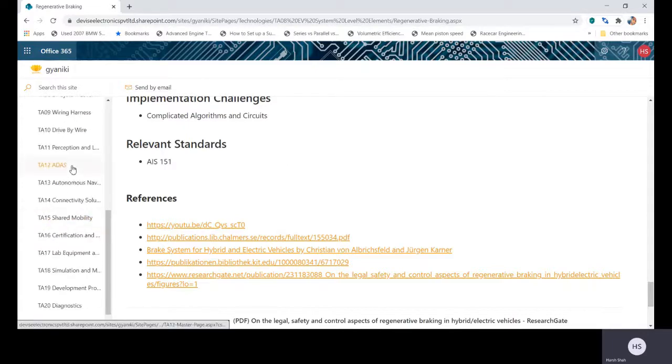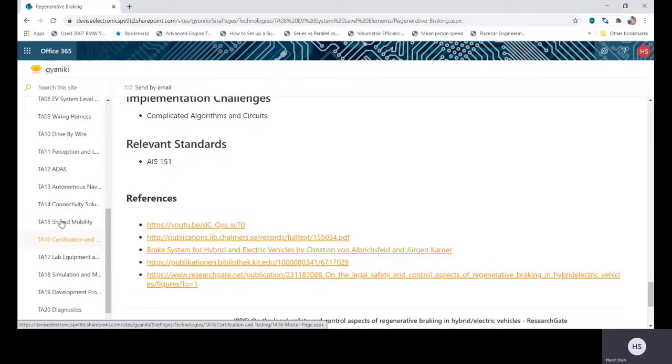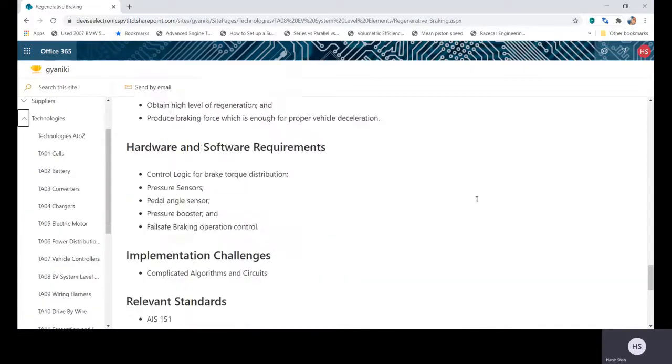Then from the autonomous or connected vehicle tech, we have particular sections for those, certifications and lab equipment, and of course, diagnostics, standards and regulation. So it's an absolute complete picture of what you will find that makes up a vehicle at the end of the day, right?